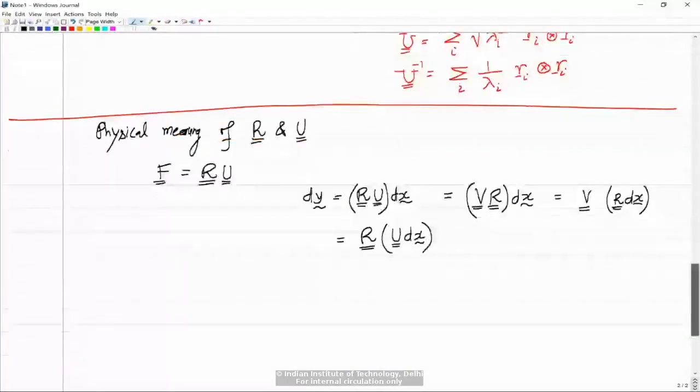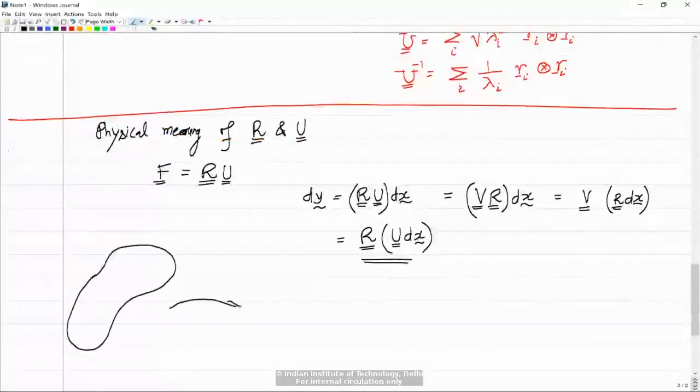Okay, so let us see what is its meaning. What this says is that you have this reference configuration, from which you just apply the U part and then you get something, and furthermore you apply then the rotation part.